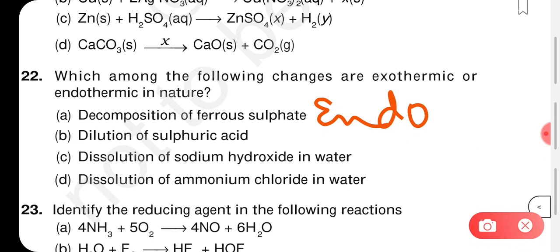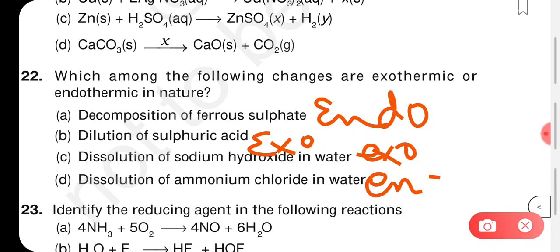Dilution of sulfuric acid: when you dilute sulfuric acid, it will evolve heat, so it is an example of an exothermic reaction. Dissolution of sodium hydroxide in water is again exothermic, it will evolve heat. The next one, dissolution of ammonium chloride in water: heat will be absorbed, so it is an example of endothermic. So these are the answers.